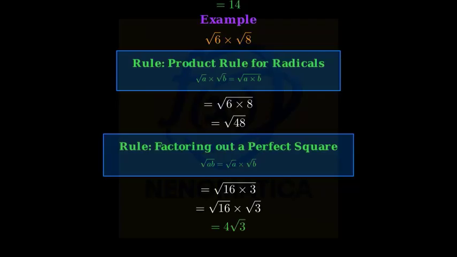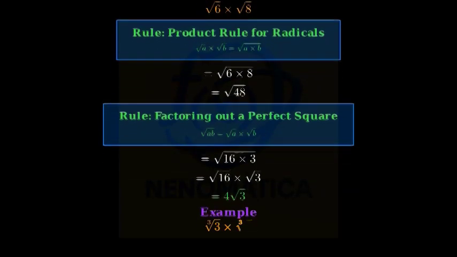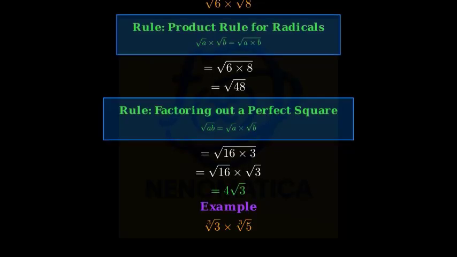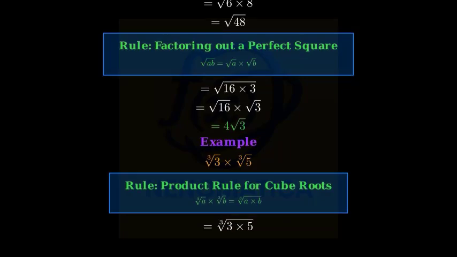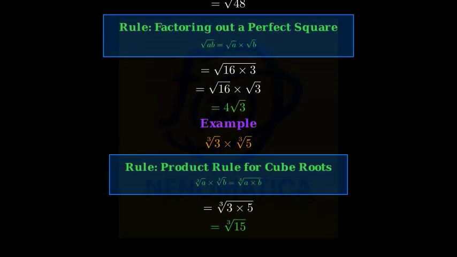For our final example, let's calculate the product of the cube root of 3 and the cube root of 5. Just like with square roots, we can apply the product rule for cube roots. The cube root of a times the cube root of b equals the cube root of a times b. Let's multiply the numbers inside the cube root. 3 times 5 equals 15.